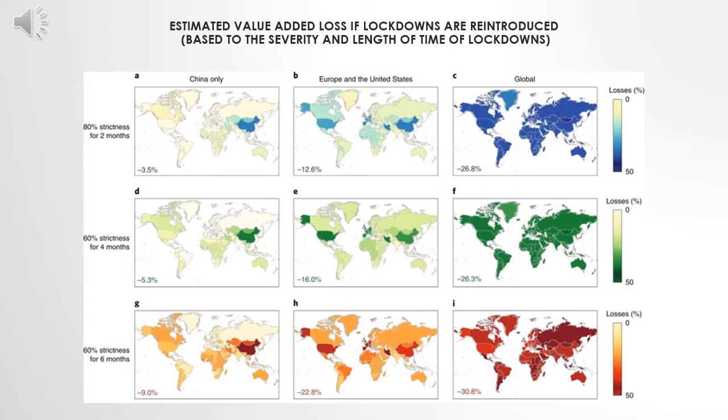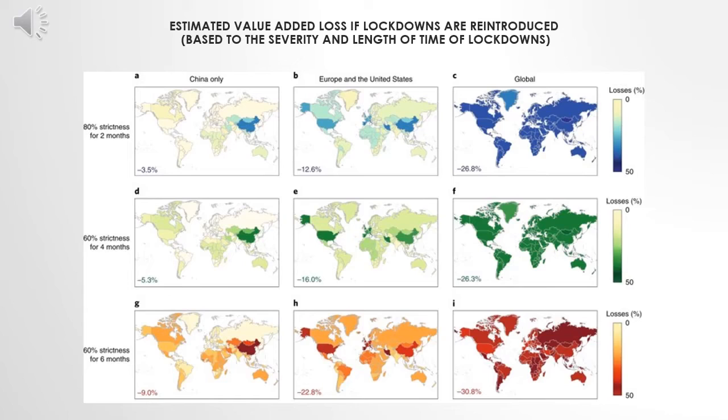The maps on this slide illustrate the estimated value added lost if lockdowns are reintroduced. In the first row, 80% strictness for 2 months enacted in China would result in 3.5% loss. If it was enacted in Europe and the United States, it would result in 12.6% loss. If it was enacted globally, it would result in 26.8% loss.